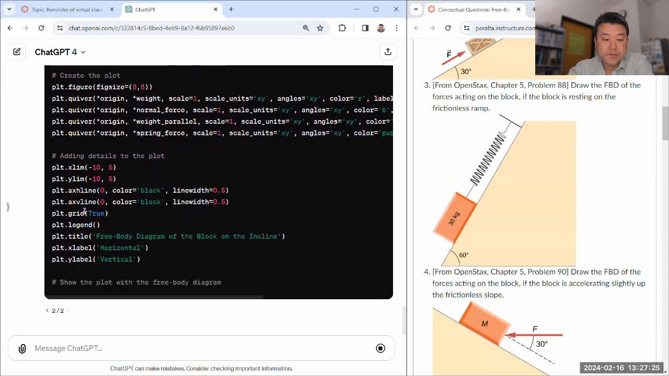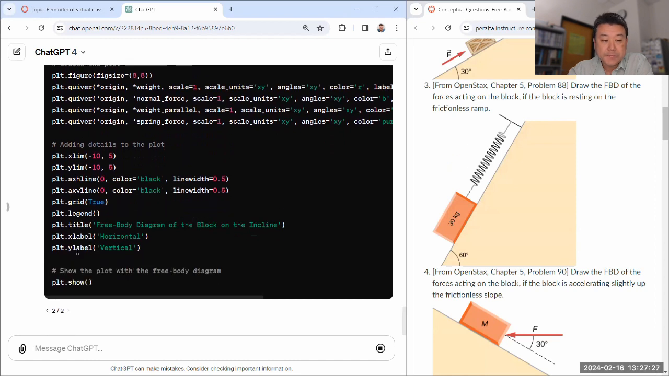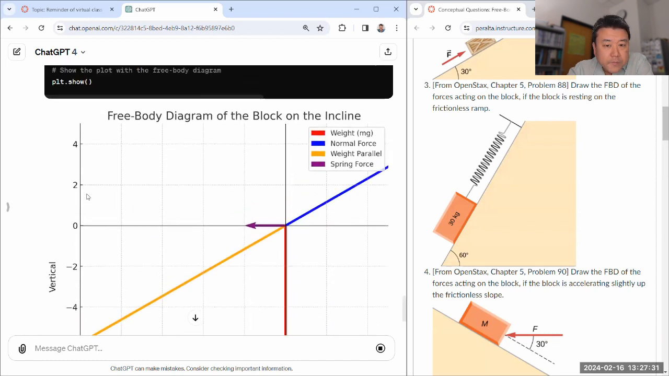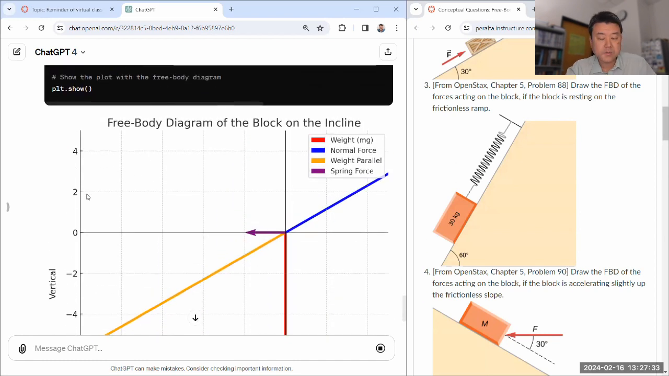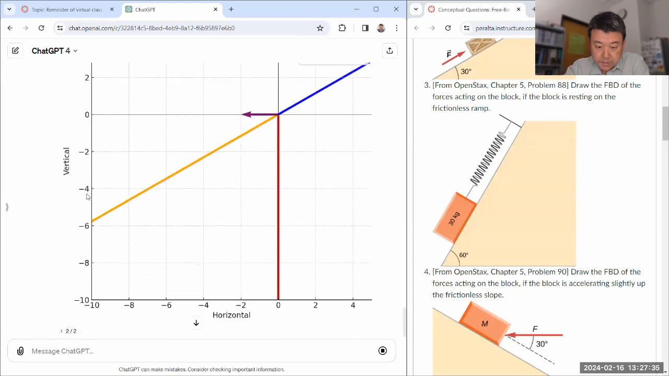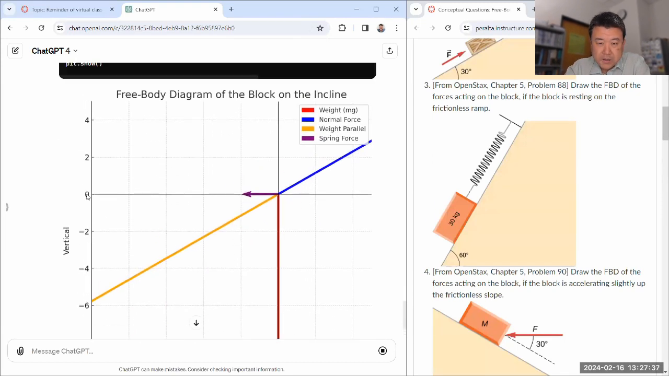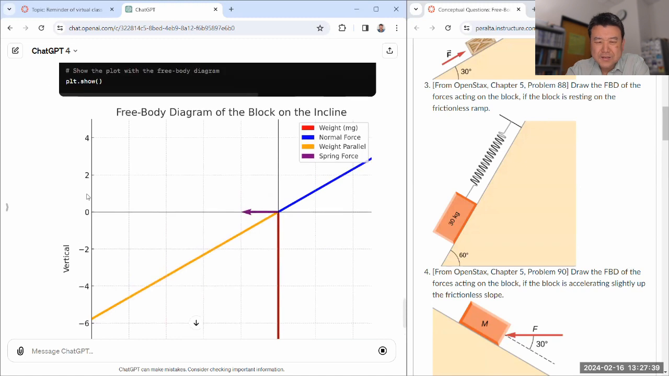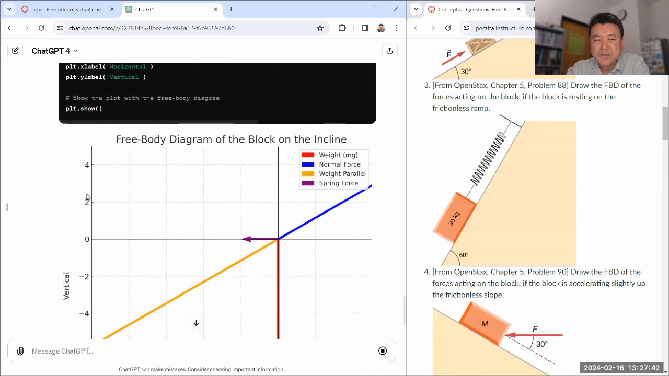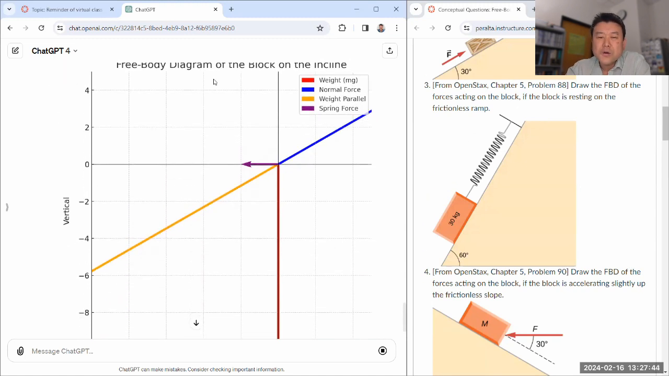It looks like it'll finish this time. Yeah, and I'm pretty sure from the output I saw before that this is the new plot. I guess that's cut off there. Well, I think it just got the scales way off. Yeah, this is just wrong. Weight downward, okay. Normal force, that's the wrong direction. Weight, it shouldn't be drawing weight parallel. Spring force, yeah, that is way off.